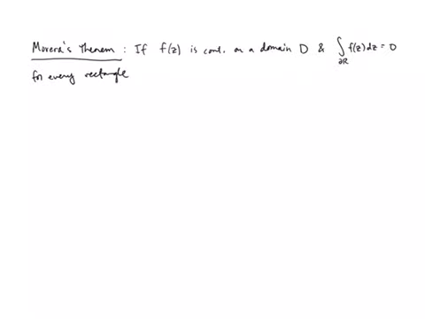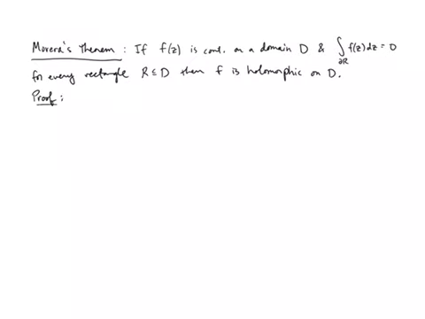And so remember, Morera's theorem says that if f(z) is continuous on a domain D, and the integral around any rectangle of f(z) dz equals 0, for every rectangle R contained in D, then f is holomorphic on D. Okay, so here's the proof.